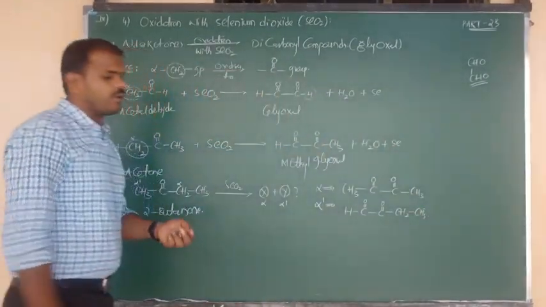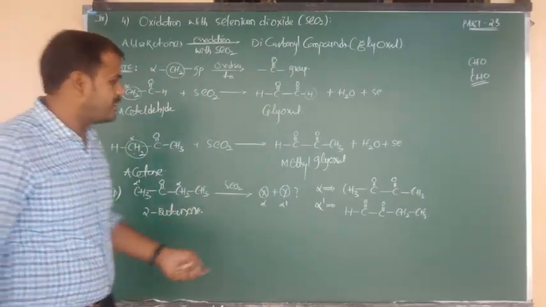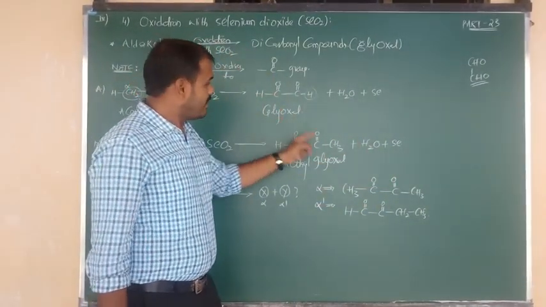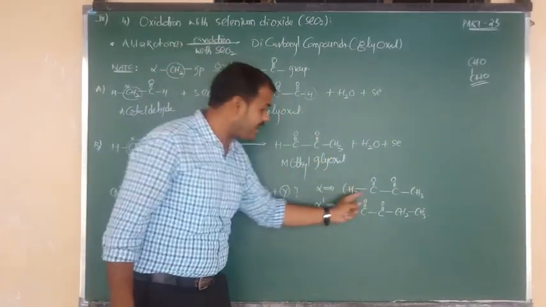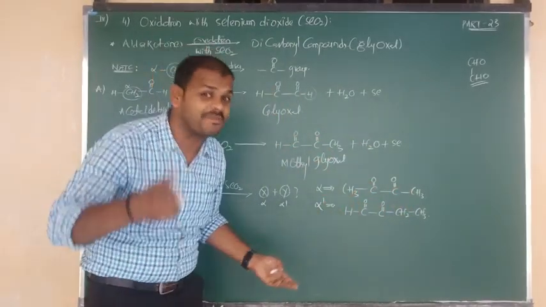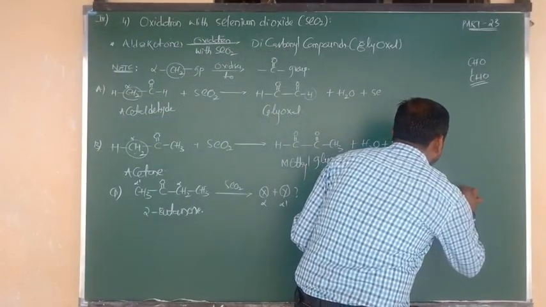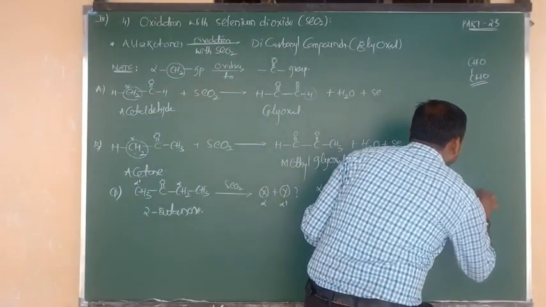Right. Now we are going to write the product. What are the products? C double bond O, C double bond O. This is glyoxal. One methyl, methyl glyoxal. But here how many methyl? Two methyl. So dimethyl glyoxal. Yes, the name of this product is called dimethyl glyoxal.